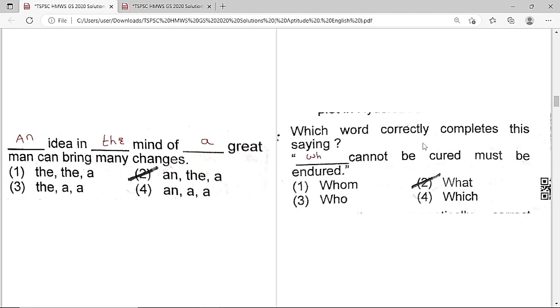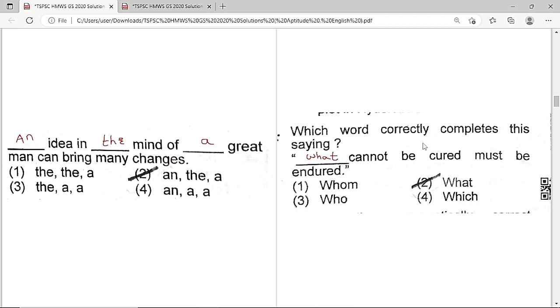In this question, we are asking what is the correct word that we are going to fill in this blank. We need to figure it out. So what cannot be cured must be endured. This is the correct fill in the blank. This is a statement you always have to keep in your mind.